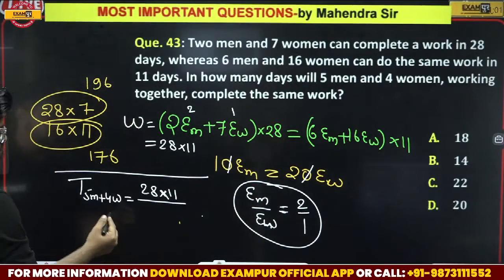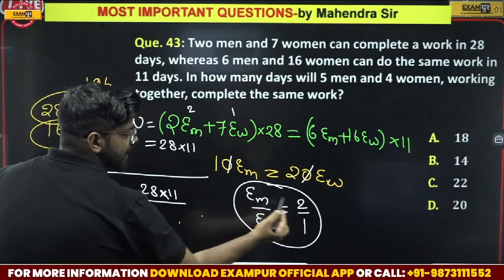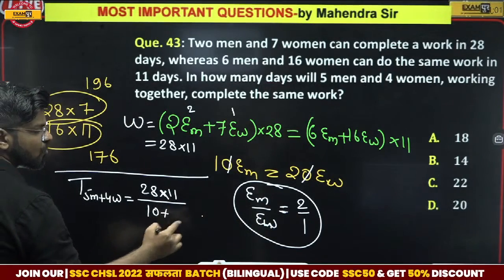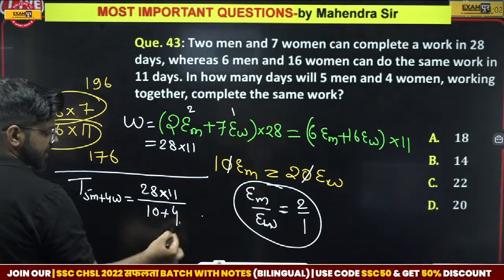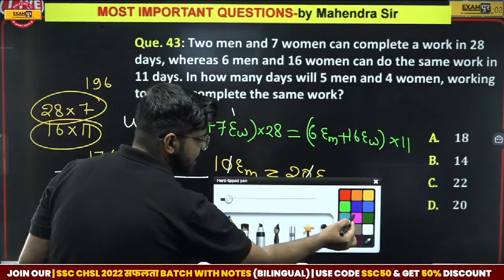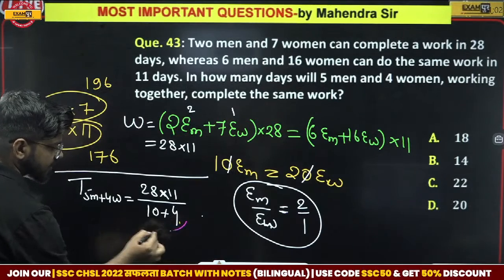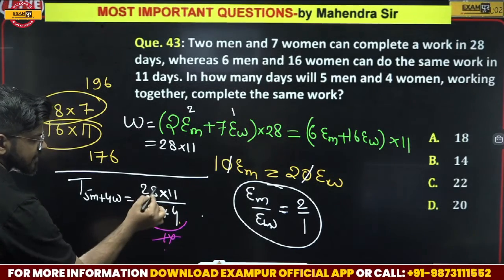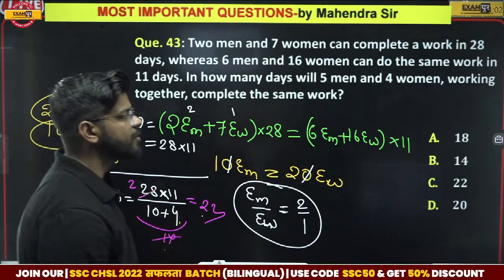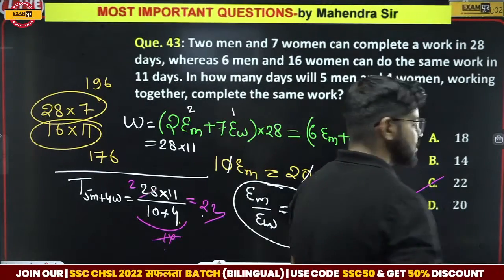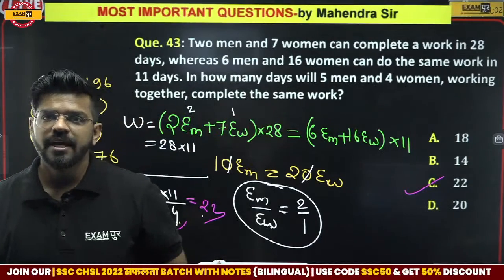So 5 men means 5 twos are 10. 4 women means 4 into 1, that means 4 only. So it is 14 here. You can directly see that it is 14, and 14 cancels out 2 times. So 2 into 11, it is 22. So 22 is my right answer. It is in option C.